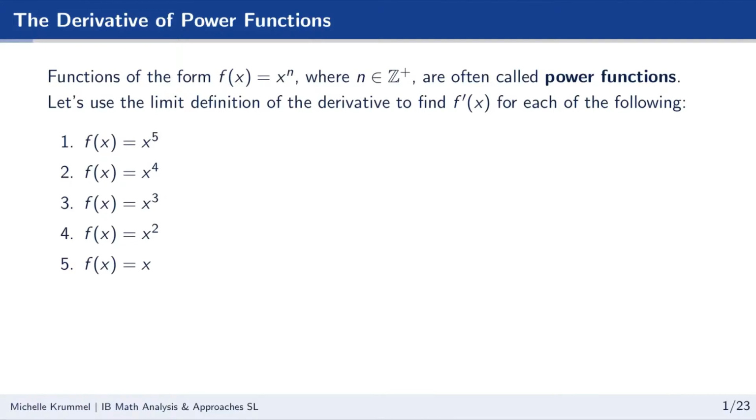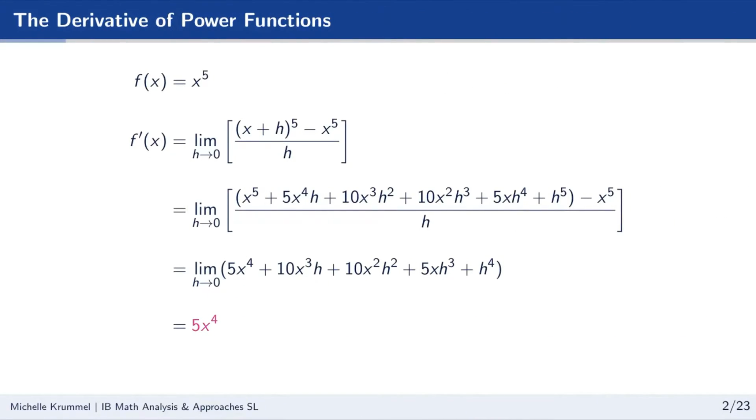Let's consider the derivatives of each of these power functions. And we know that we can find the derivative by using the limit definition of the derivative. If you remember what that looks like, we are going to find the limit as h approaches 0 of f of x plus h minus f of x over h. The first thing we would do is find f of x plus h by substituting x plus h into f of x, and that gives us x plus h to the power 5. Then we subtract f of x, so we're subtracting x to the 5th and dividing by h.